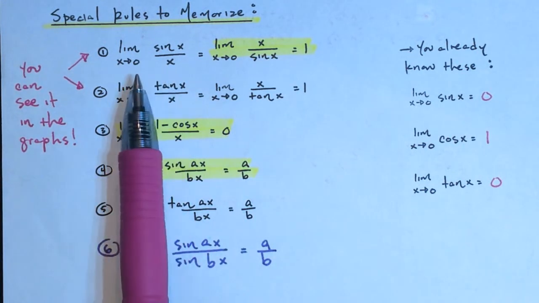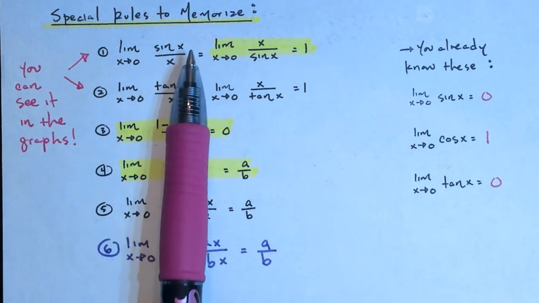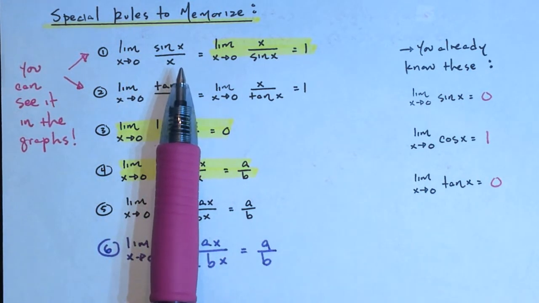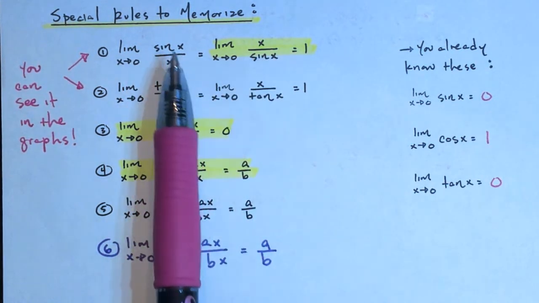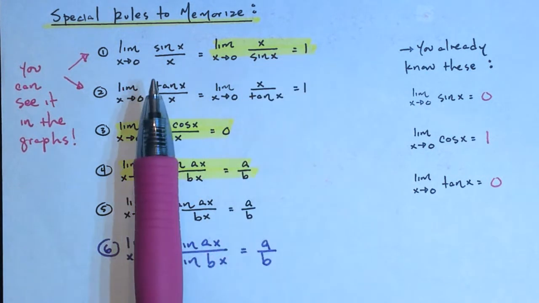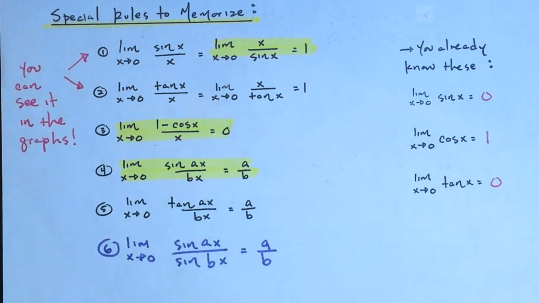So the first thing you're supposed to do is plug it in. But if I plug it in, what is the sine of 0? The sine of 0 is 0. 0 over 0 is not an answer. So this and this, if you flip it upside down, they will give you the same answer, and it's 1. That seems super weird, but I'm going to show you why that's true and how you can check it every time.